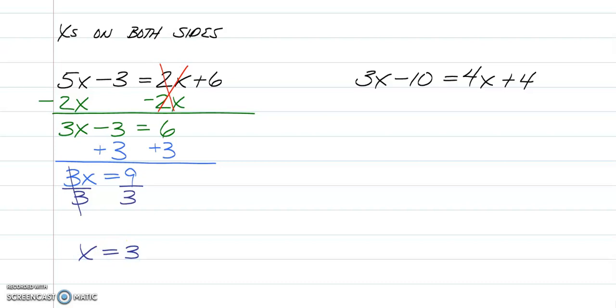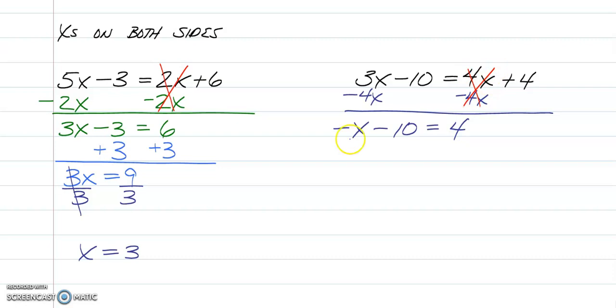Okay? So, the example on the right here. I'm going to show you how to do it both ways. Okay? The first way I'll show you is always move x to the left. So if you are a fan of always moving x to the left, opposite of a positive 4x is a negative 4x, so you're going to subtract 4x to both sides. That's going to give you a negative x minus 10 is equal to 4 because the positive 4x and the negative 4x canceled one another.